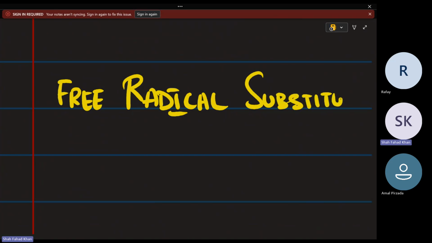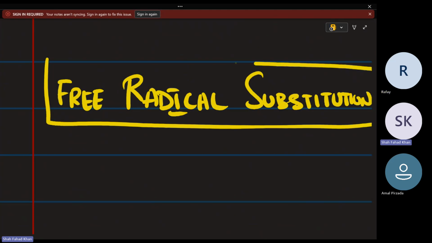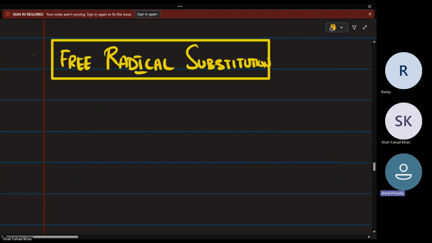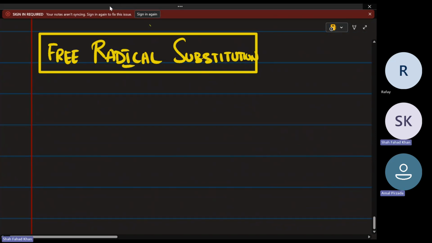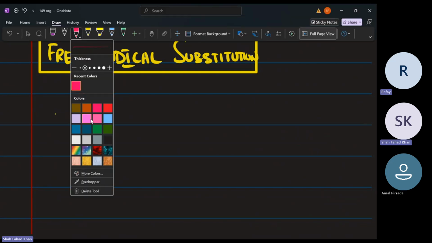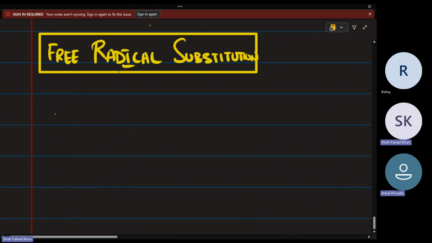Now, any guesses what this is? Okay, so what was free radical substitution, Amal? It's when... What is a radical? It's like when there's an open... What is a radical? A species with an unpaired electron, remember? Yeah, it's an unpaired electron. Yeah, a species with an unpaired electron.